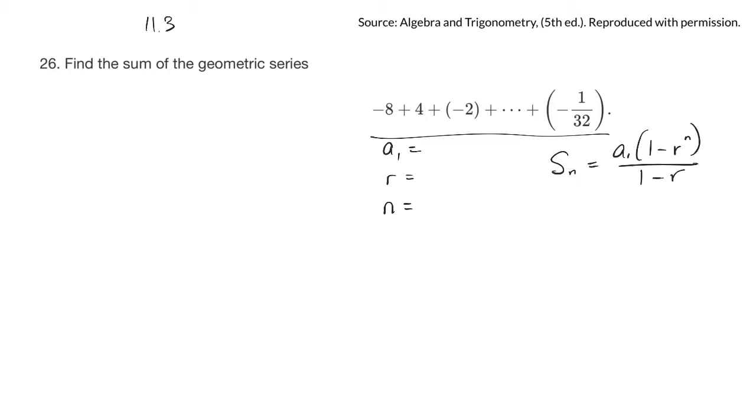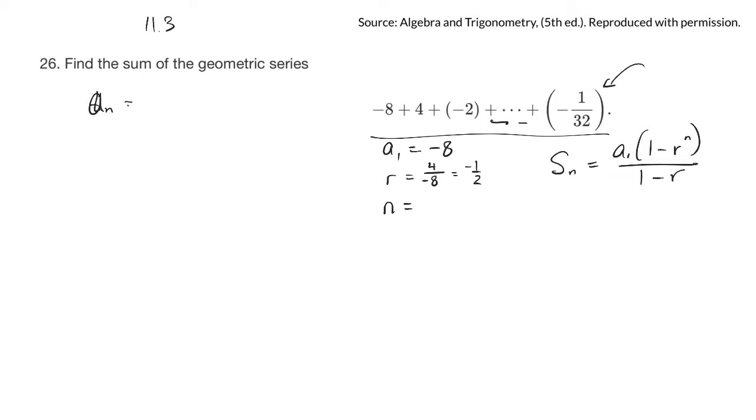Okay, a1, the first term, that's easy, negative 8. Ratio, fairly easy. I take any term and divide it by the term before it. So 4 divided by negative 8, that'll be negative 1/2. Got it? Number of terms. So 8, 4, 2, and then there's going to be a last term, but how many do you go to get to that? Well, you could use another formula, and that formula is this one.